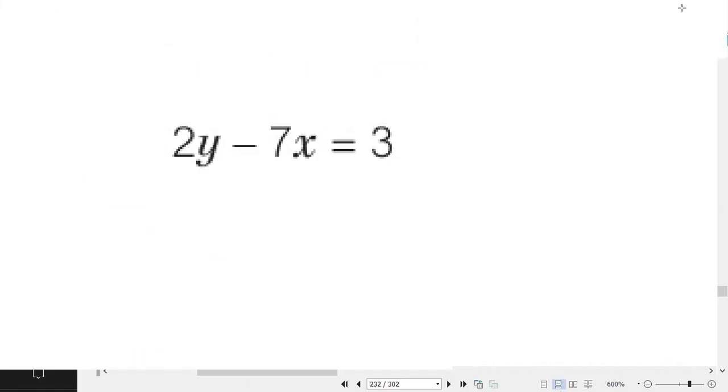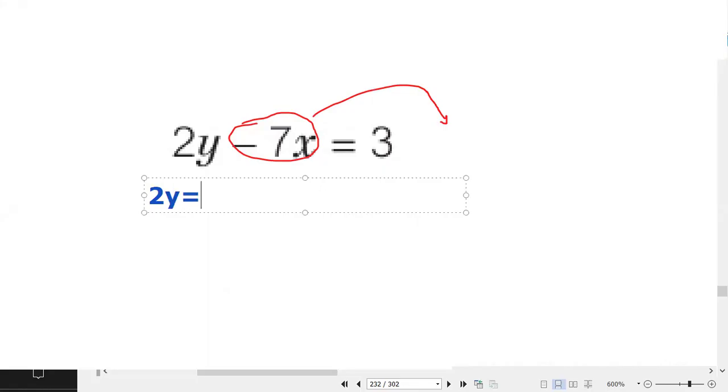So basically, first thing we do, we have to make the y alone. So I'm going to take whatever is next to the y, which is the negative 7x here. So I'm going to take the negative 7x to the other side and make it, very good, positive 7x. So I end up with 2y equals 7x, which is positive 7x, plus 3. Okay, plus 3. Now, this is the first step.